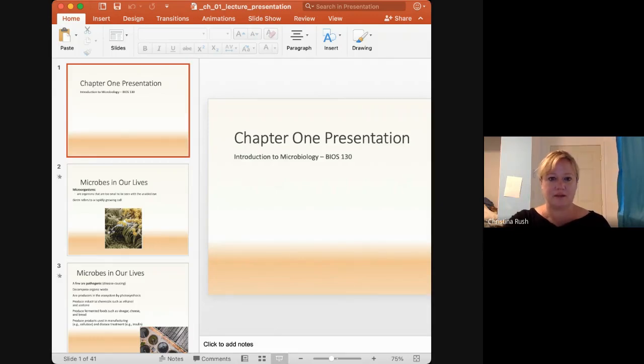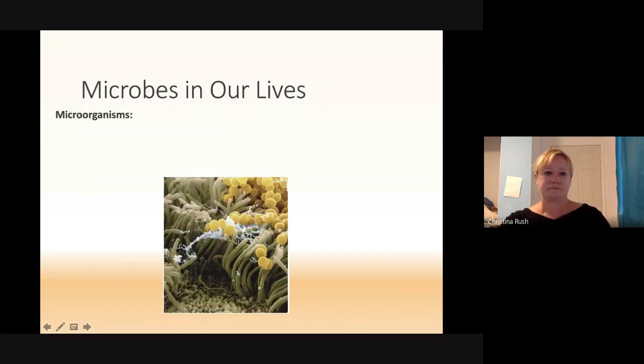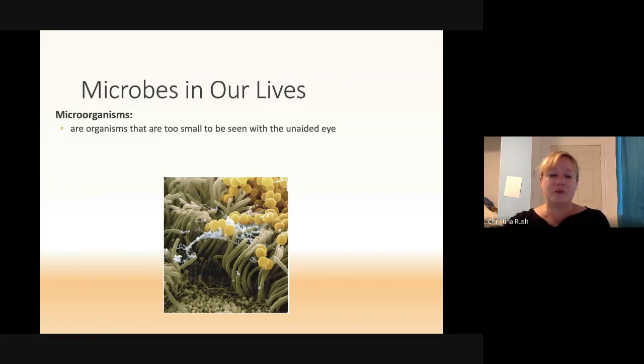All right, here we go. Chapter 1 of microbiology, Introduction to Microbiology. So microorganisms are defined as organisms that are too small to be seen with the unaided eye. A germ refers to a rapidly growing cell. A germ is not necessarily pathogenic. It very specifically says it's a rapidly growing cell.